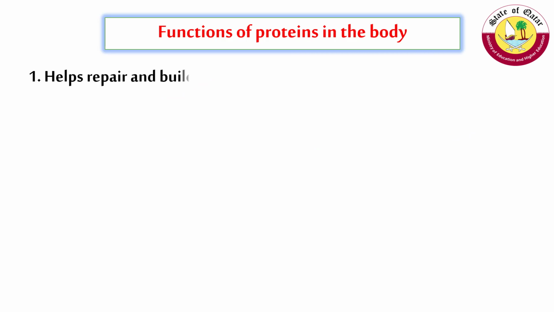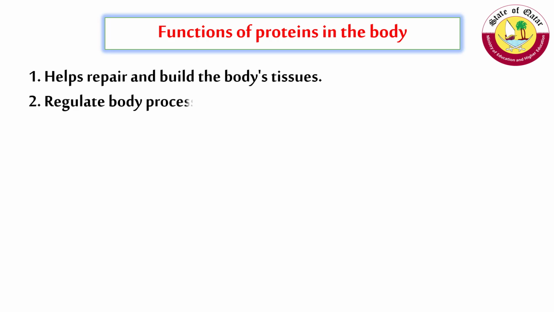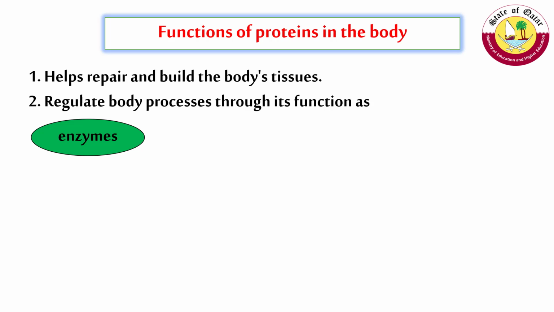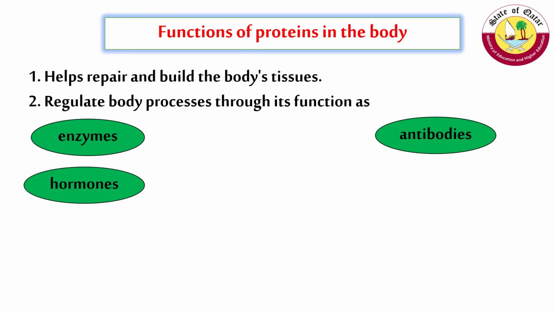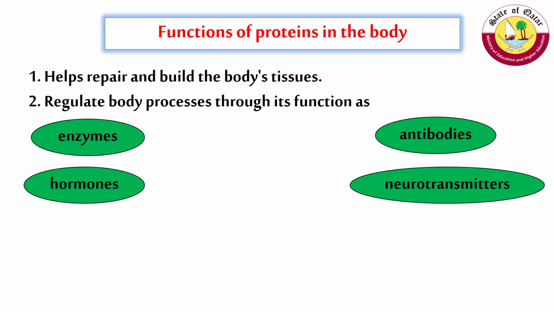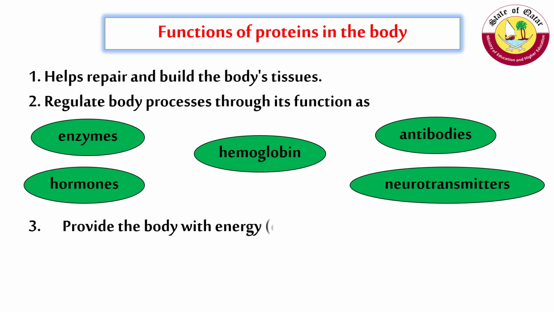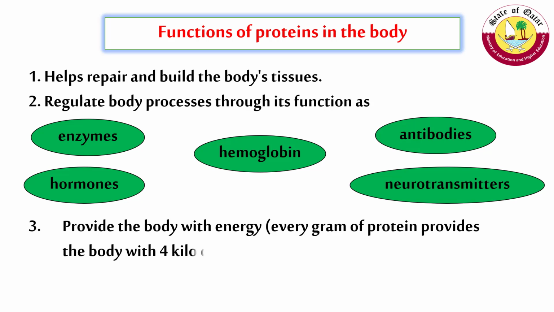Functions of proteins in the body. First, they help repair and build the body's tissues. Second, they regulate body processes through their function as enzymes, hormones, antibodies, neurotransmitters, and hemoglobin. Third, they provide the body with energy. Every gram of protein provides the body with 4 kilocalories.